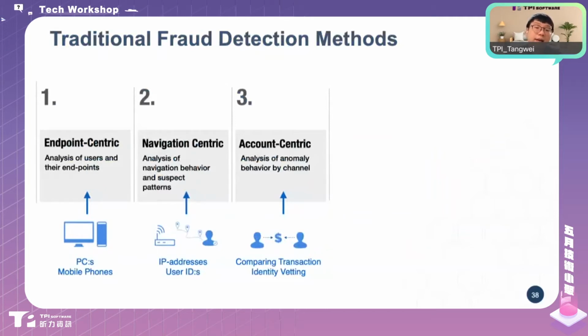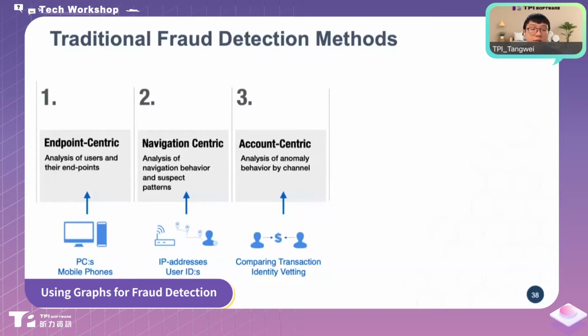And the second layer is navigation-centric. So analysis of navigational behavior and suspect patterns. So look at IP addresses, the user IDs, the steps that those user IDs take, and what a typical navigation path would be for that type of user. And number 3 is account-centric. So analysis of money and behavior for user accounts or within a channel.